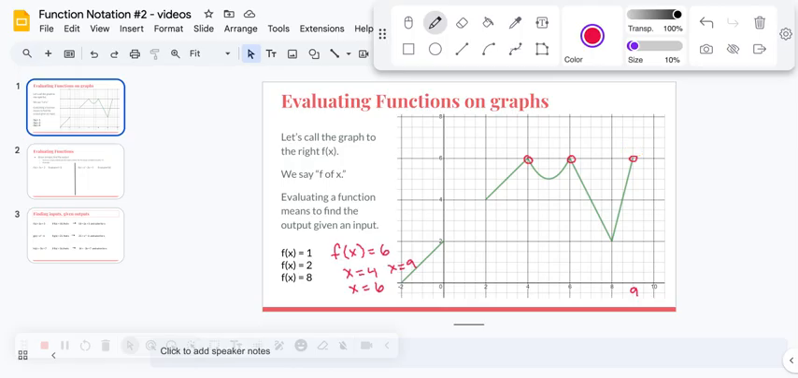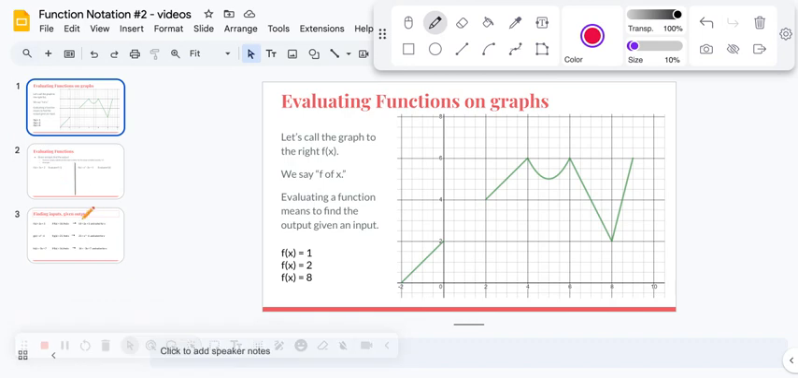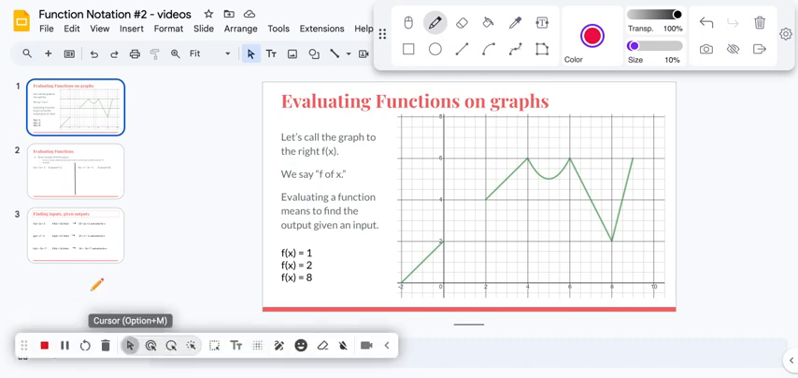So these are pretty good. This is the way that we evaluate functions on a graph, and we also can do it algebraically, which I will show you right here how to do. All right, so to do this algebraically, we can click, give me one second.